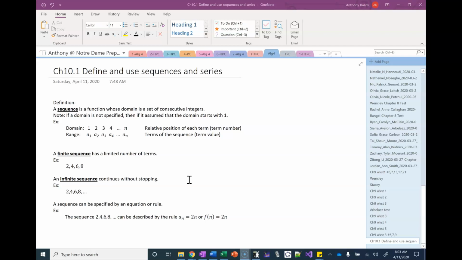So we define a sequence as a function whose domain is a set of consecutive integers. So for example, the domain could be 1, 2, 3, 4. It could be 7, 8, 9, 10. It could be 2, 3, 4, 5, 6, 7, 8, and continue on forever. All of those are okay. What you can't have is something where you skip an integer. So 2, 4, 5, 6, 7, 8 would not be okay because you've skipped the number 3. Just as a convention, if the domain is not specified, then we just assume that the domain starts with 1.